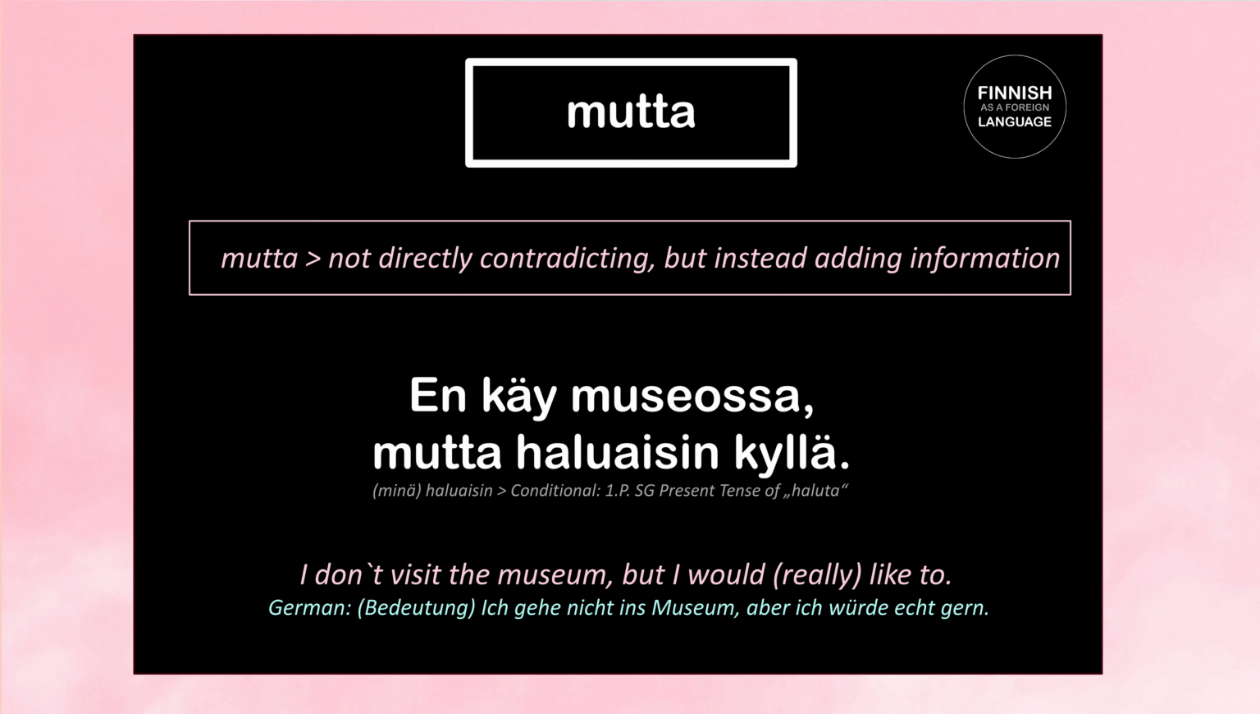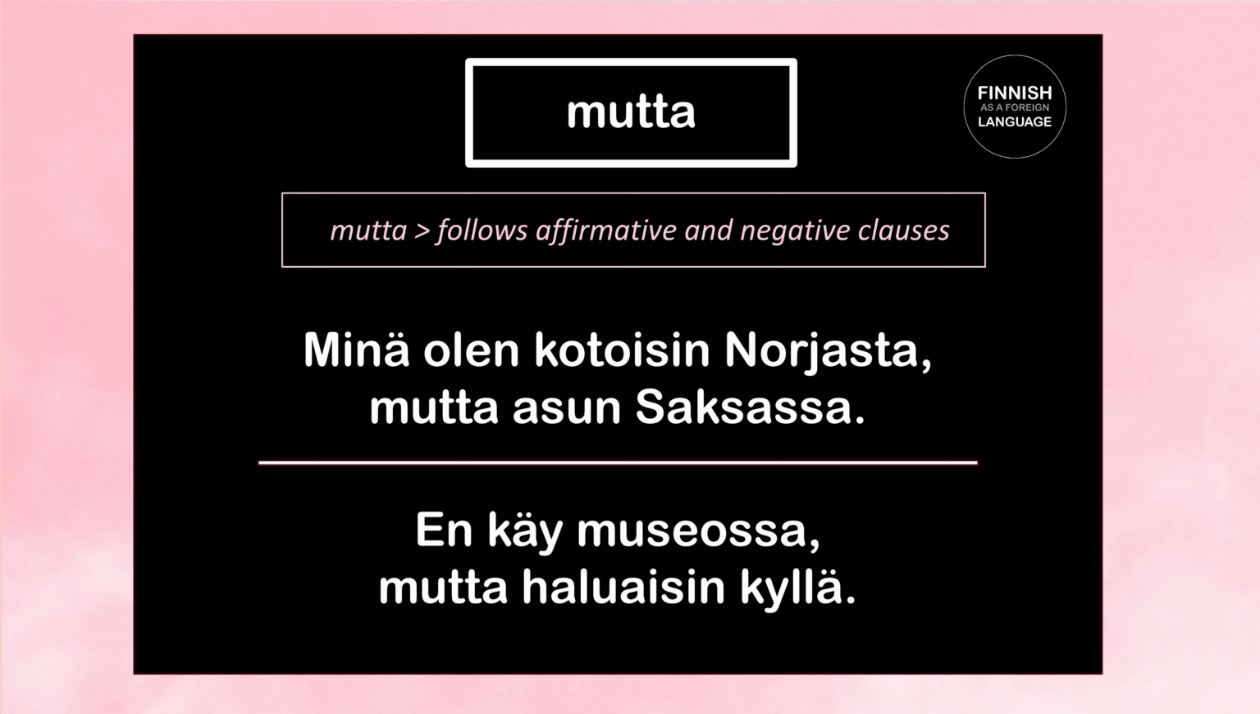So when we look again at the examples, what we've learned is that mutta can follow both affirmative and negative statements. So the first example started with a positive sentence and the second example started with a negative sentence. And also we saw that mutta didn't contradict the first parts of the sentences directly, but instead added some extra information in the second part of the sentence. Alright, that's it for mutta.